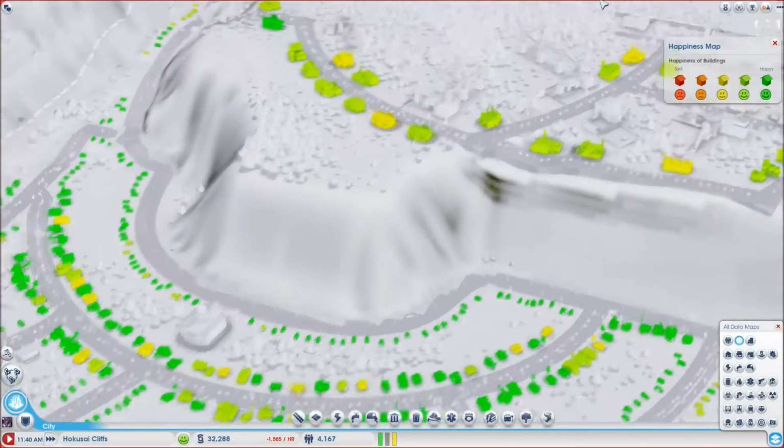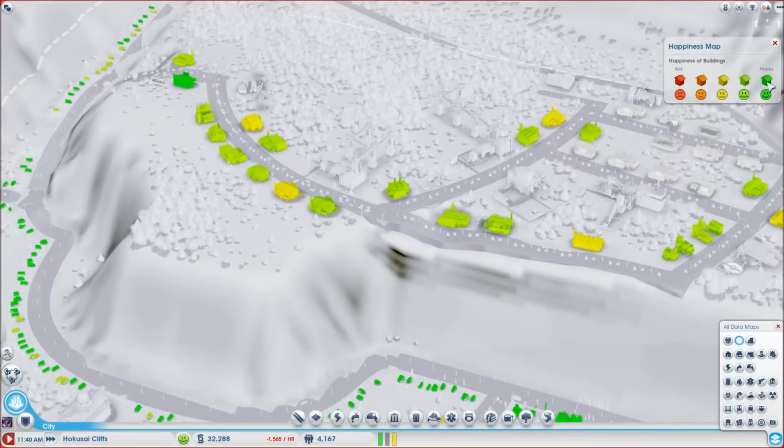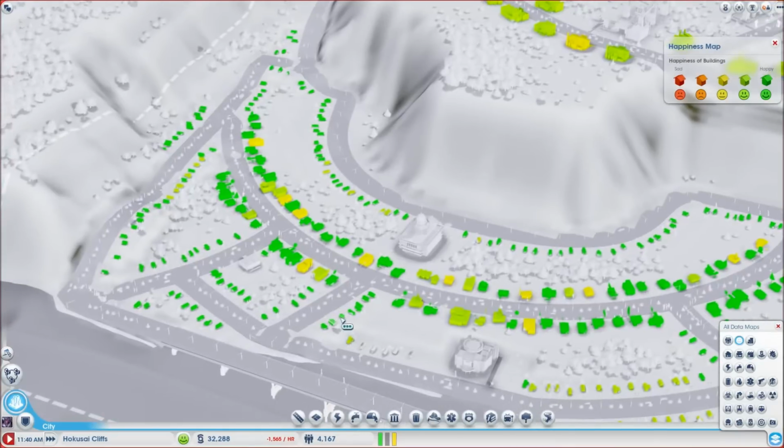Next we have the happiness map, which is pretty straightforward. The greener they are, the happier they are, the redder they are, the sadder they are, and then you can typically find out what's wrong with them. This shop says closed, still needs workers. So obviously it's not going to be happy, but it's not sad. It's still keeping positive. And then you've got this one making a lot of profits. This one closed for the day.